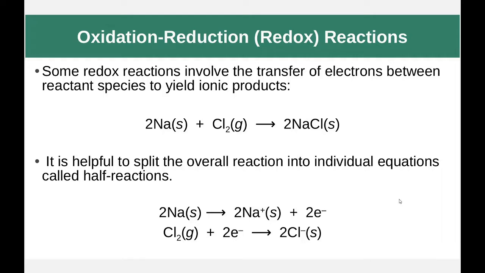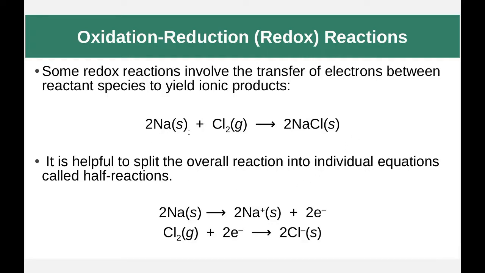Redox reaction. Redox is an oxidation reduction reaction. What's going to happen during a redox reaction is we're going to have a transfer of electrons from one of the reactant species to the other. In this example here, sodium is going to give up an electron to the chlorine and form Cl- over here and a positive sodium ion here. That positive ion and the negative ion are going to combine together to form sodium chloride.